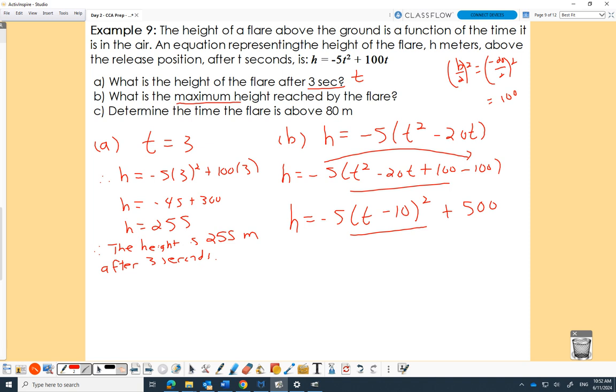I am ready to make my concluding statement. This arrow helps. Put that arrow in there to remind you.